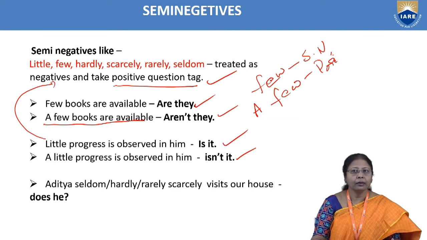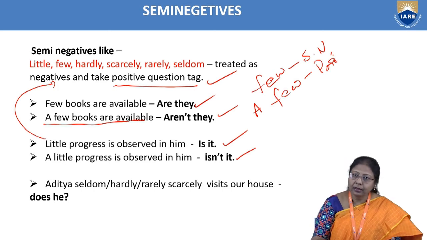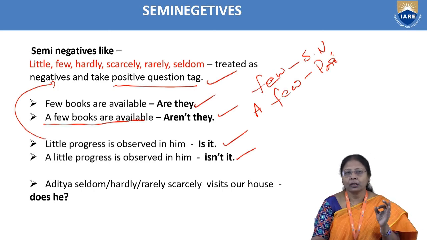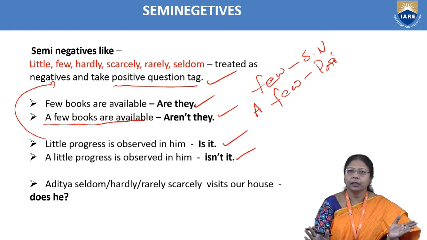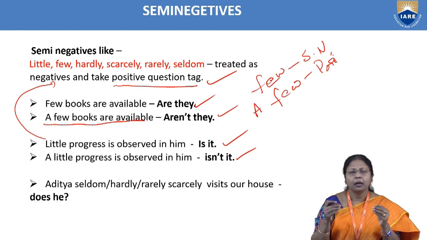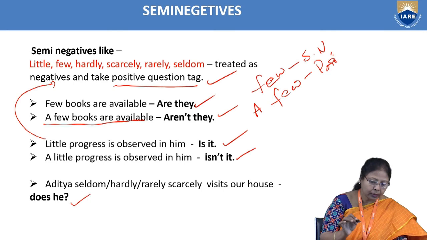And the last one is Aditya seldom visits our house. Aditya hardly visits our house. Aditya rarely visits our house. Aditya scarcely visits our house. Whatever might be the expression, seldom, hardly, rarely, scarcely, whatever it is, it comes under negative. Hardly visits means once in a blue moon, where we cannot count. We cannot take into account. That's why the question tag will be in a positive way.